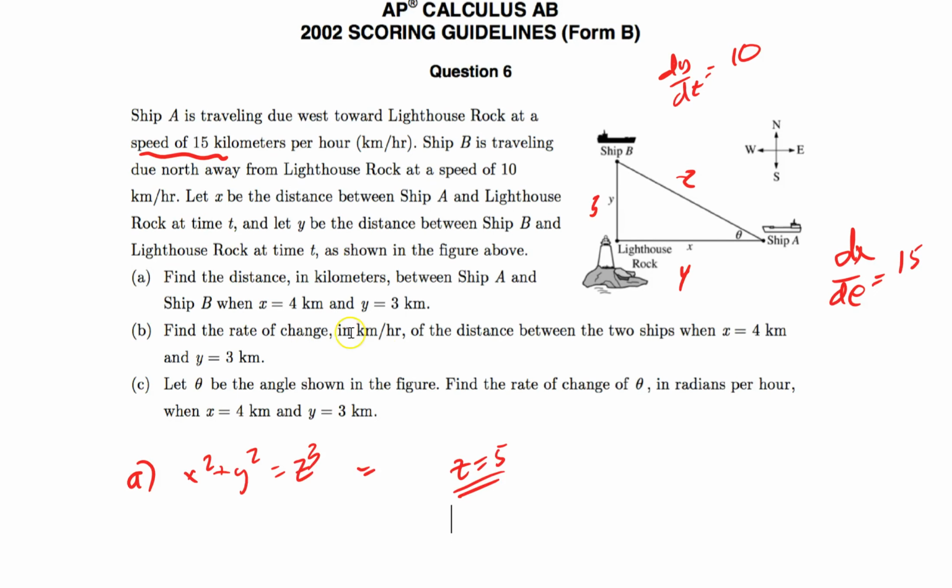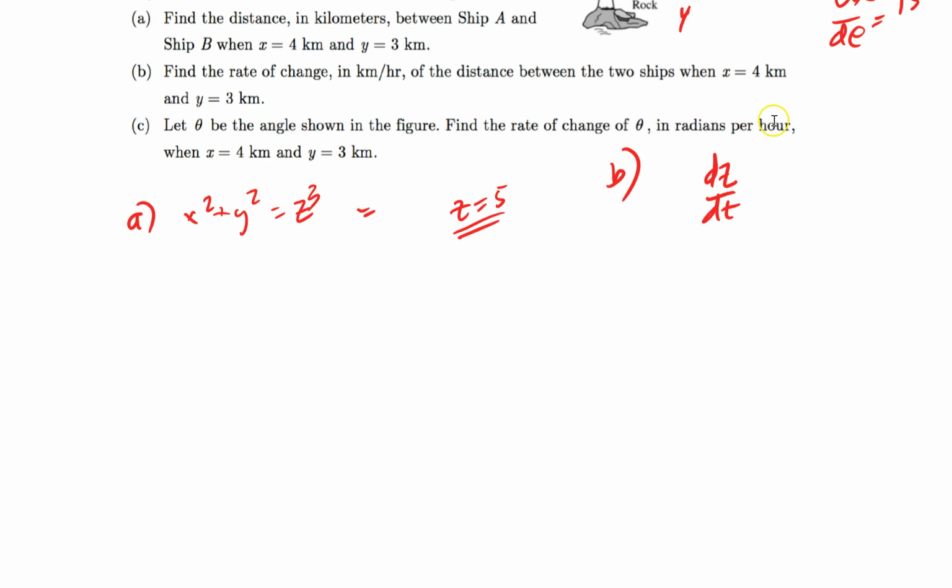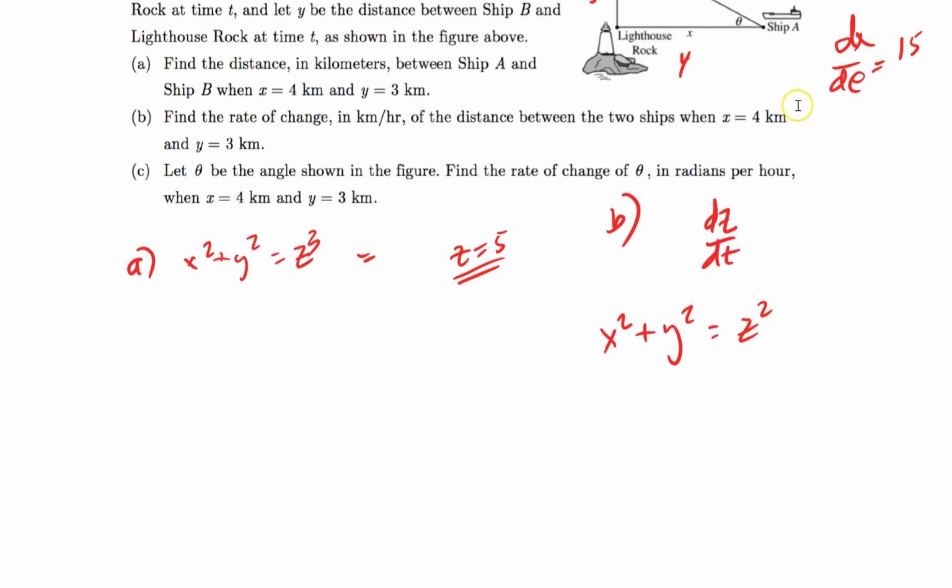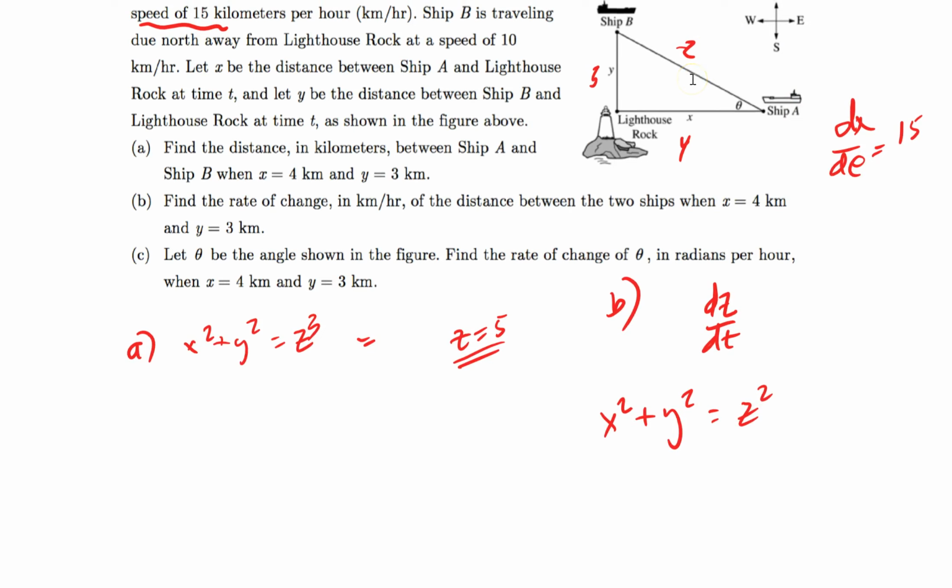B, find the rate of change in kilometers per hour in the distance between the two ships when. So now they want to find dz dt, the rate of change. So B is find dz dt when that's 3 and that's 4. So again, I got to relate these things, and we kind of redid it. The way you relate these guys is x squared plus y squared equals z squared. Right? You got to be able to relate the stuff you have on there. So that's a triangle. So x squared plus y squared equals z squared.